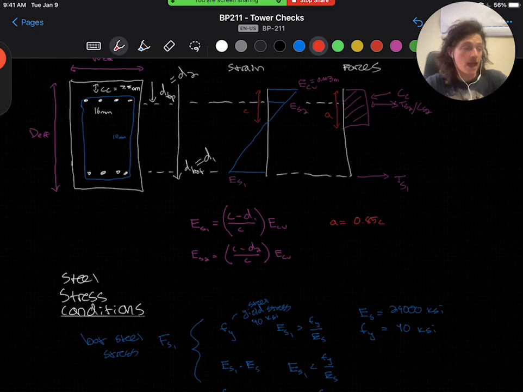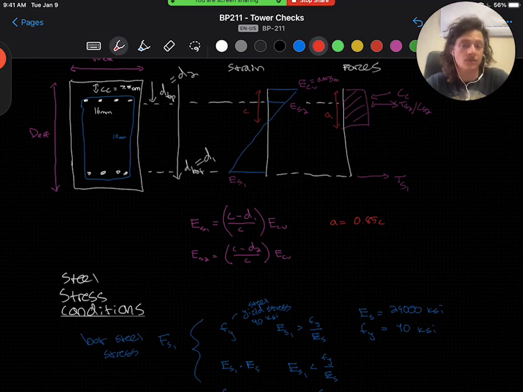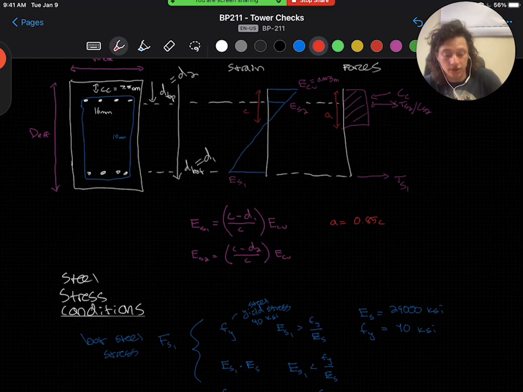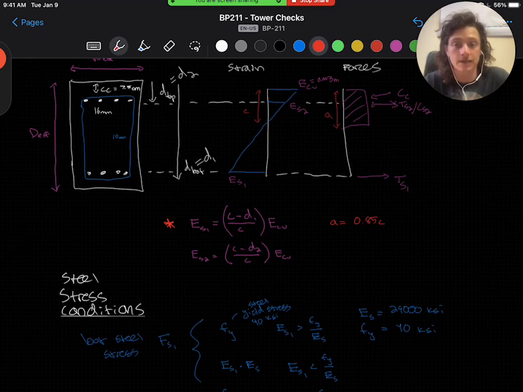So A is the depth of the concrete compression block, or Whitney stress block, which we take as 85% of C. And the need for this 85% shape factor, reported as beta 1 in the code, is due to the variation in the shape of the stress strain curve for different concrete strengths. ES1 is the bottom steel strain, taken as C minus D1 over C times ECU, using those similar triangles that we talked about for calculating steel strain a few lectures ago.